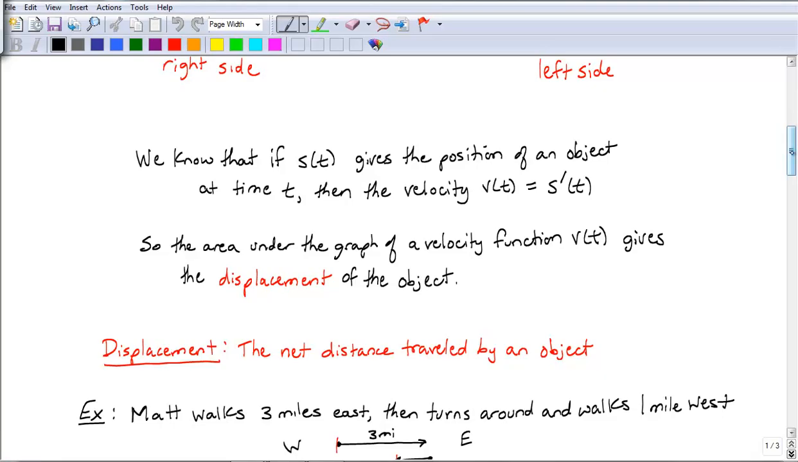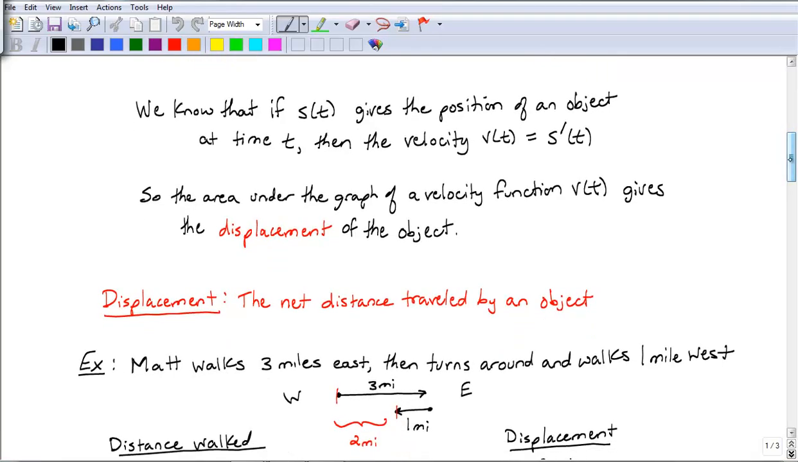Remember from earlier that if we know the position, then to find the velocity we take the derivative of the position. So what if I'm giving you the velocity graph instead? If you take the derivative of position to get velocity, then if I give you velocity, I have to do the antiderivative to get position back. I have to take the derivative away to get back up to position. And so the area under the graph of a velocity function gives the displacement of an object.